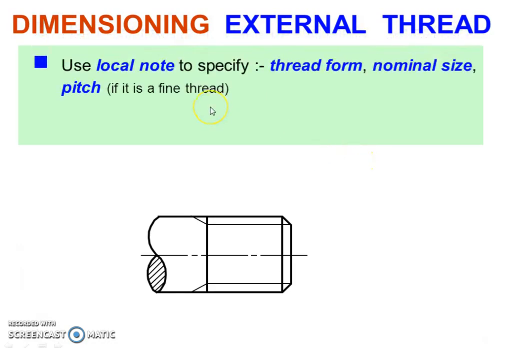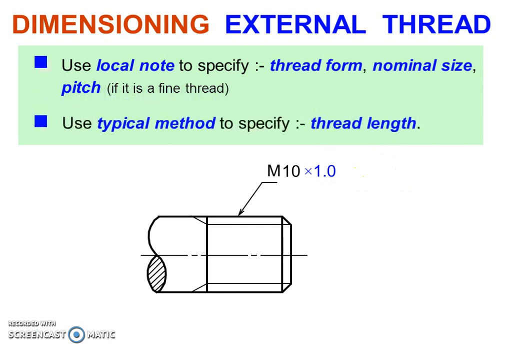External thread. Dimensioning of an external thread. Use a local note to specify thread form, nominal size and pitch. If it is a fine thread, accordingly we need to specify those in the notes. When it is M10, meaning metric thread, 10 nominal size, and 1.5 will be coarse thread. If it is a fine thread, it will be 1.0 fine thread. This represents the pitch of the thread.